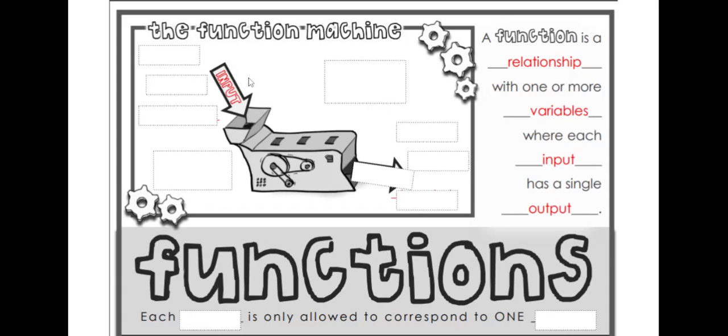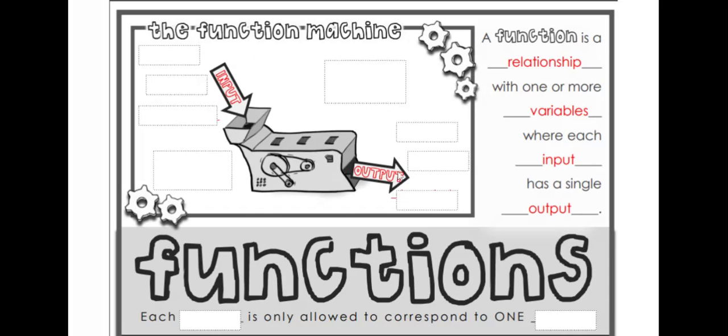So the input is what you learned in elementary school, hopefully, that it goes into this machine and the 4 goes in and 6 comes out. And that's the output, because inside the machine, the rule was whatever you put in, you add 2. Okay, that's the function machine.